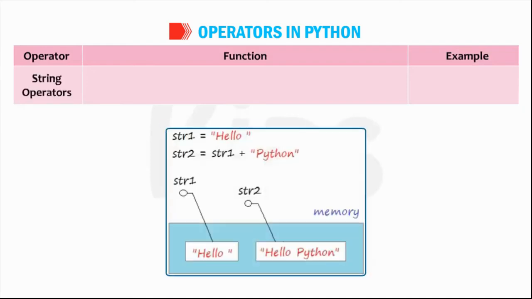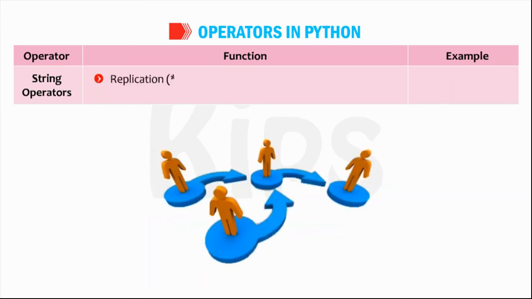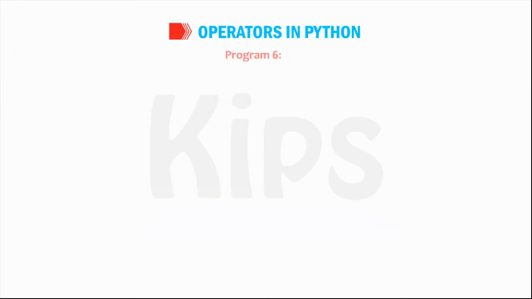Operator: string operators. Function: string operators work on string values. These operators are of two types. Concatenation, plus, is used to join two string values. Example, Keeps plus learning gives Keeps learning. Replication, asterisk, is used to repeat a string a number of times. Keeps multiplied by 4 gives Keeps, Keeps, Keeps, Keeps. Program.